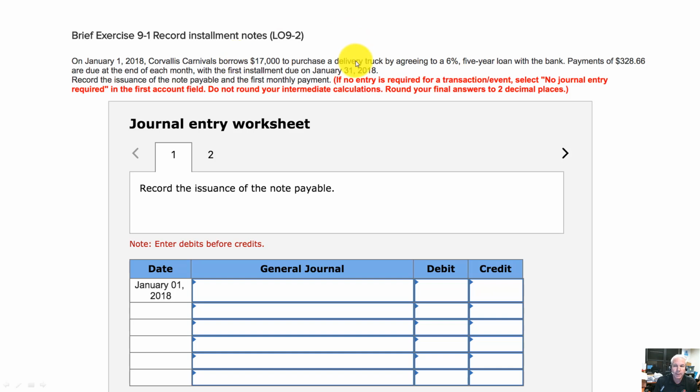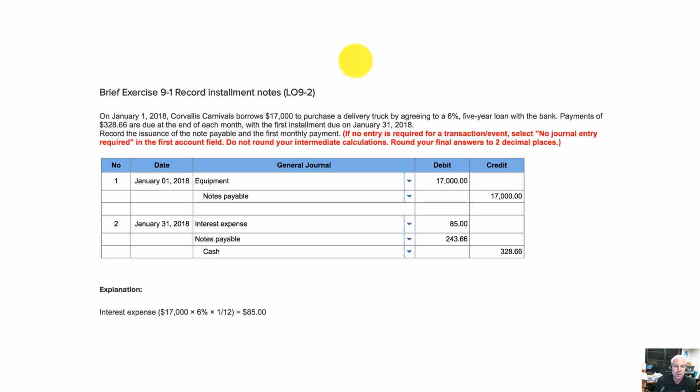So how do we record the issuance of this note? Think about what you would do. An asset is increasing, right? And we know that a notes payable is increasing. So if we take a look, we could see that that is for $17,000. So we debit equipment for $17,000 and we credit notes payable for $17,000.